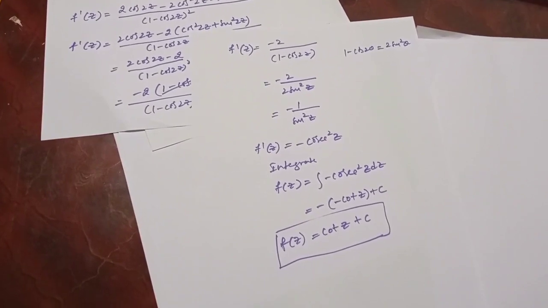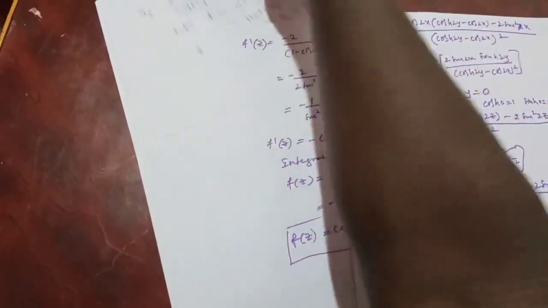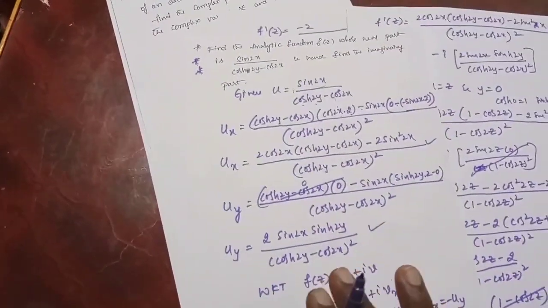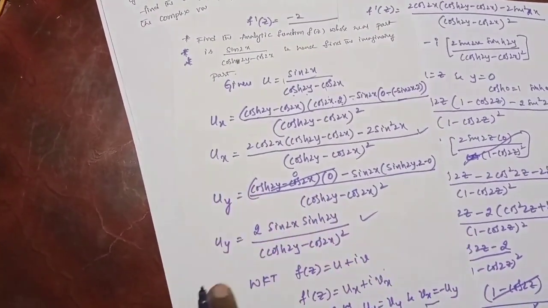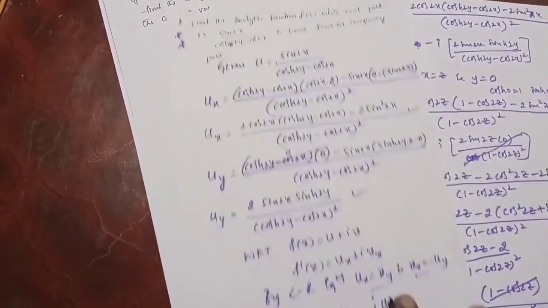This is our required analytic function. Here this is our first part. Here we have to find the partial derivatives carefully, u suffix x and u suffix y. Substitute that in f dash of z by using Cauchy-Riemann equations.